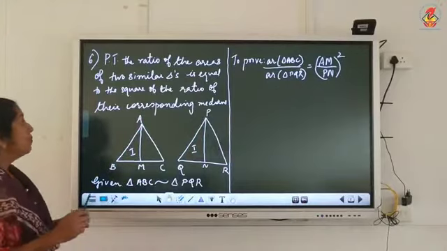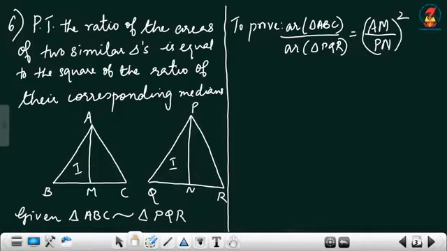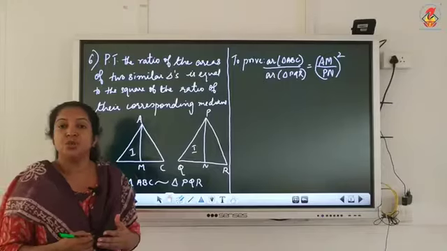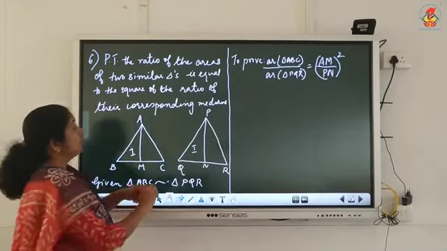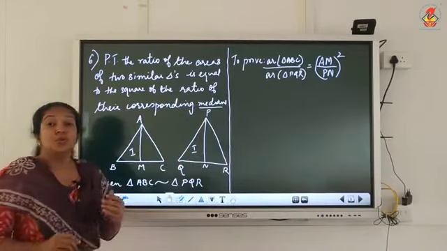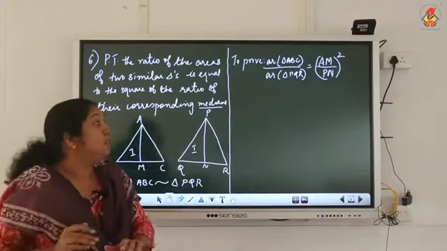The question is this. Prove that the ratio of the areas of two similar triangles is equal to the square of the ratio of their corresponding medians. We have already proved if two triangles are similar, the ratio of their areas is equal to the square of the ratio of their corresponding sides. But here what we have to prove is that it is also equal to the square of the ratio of the corresponding medians.